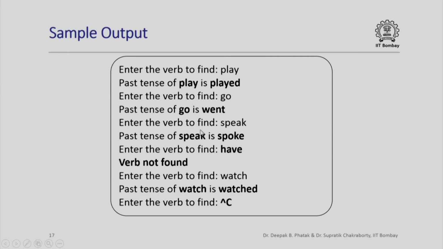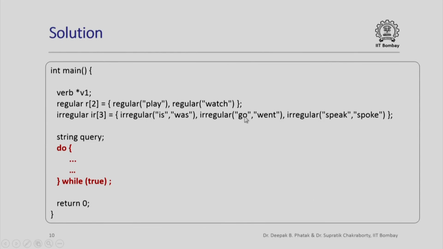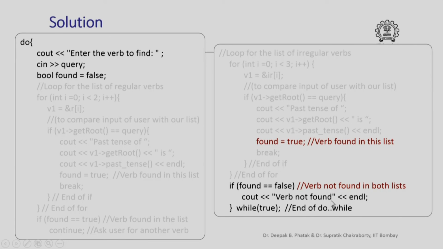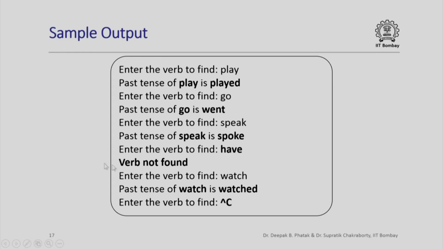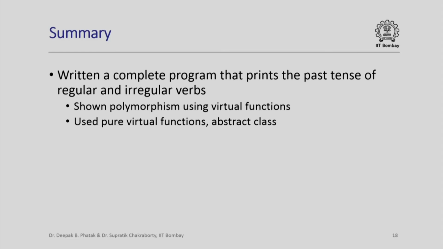Similarly, past tense of speak is spoke, but if you enter have, then note that have was neither here nor here, and therefore we will encounter this case where verb is not found in both the lists, and it will print out verb not found, and again it will go back to the beginning of the do while loop and ask for another verb. And here if you say watch, it will find it in the list of regular verbs and it will print out watched, and then you can of course press Ctrl C from your keyboard to come out of the infinite loop.